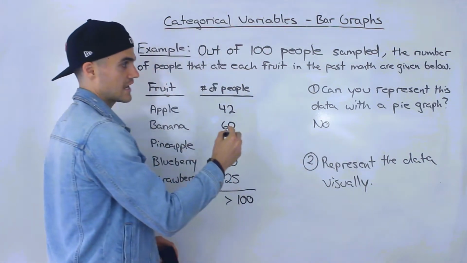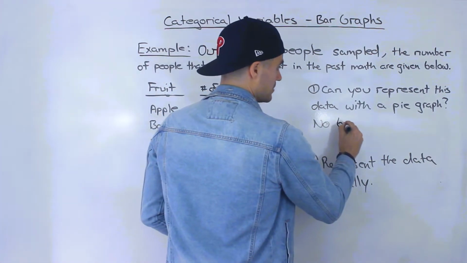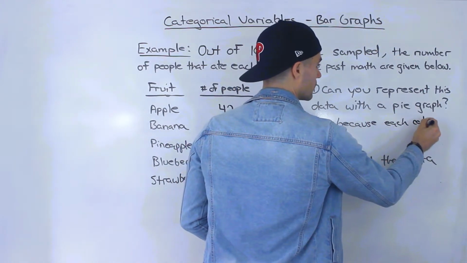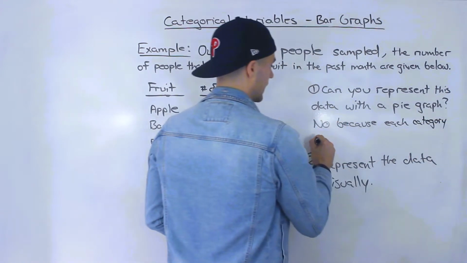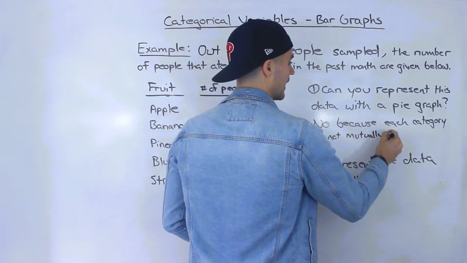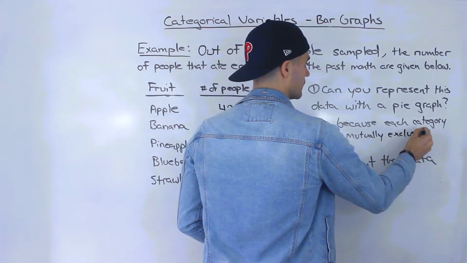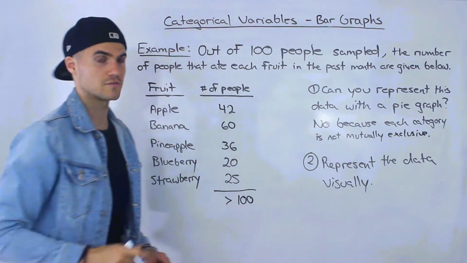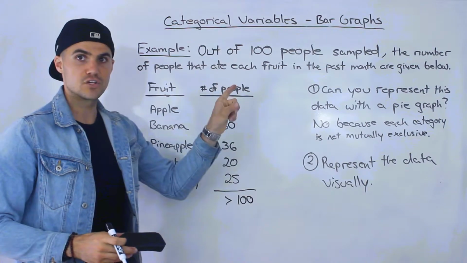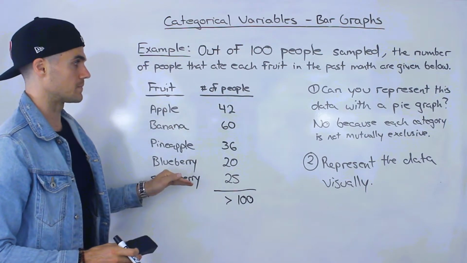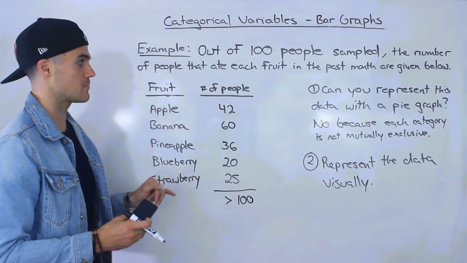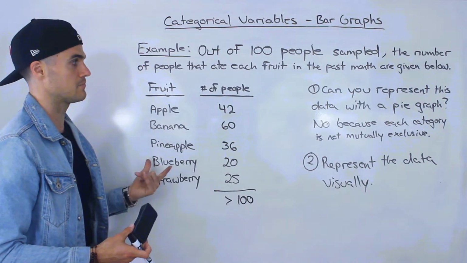You cannot represent this data with a pie graph because each category is not mutually exclusive. Mutually exclusive means that if you're looking at certain data, each individual can only be placed in one category. But in this case, individuals can be placed in more than one category. They could have eaten more than one fruit in the past month.